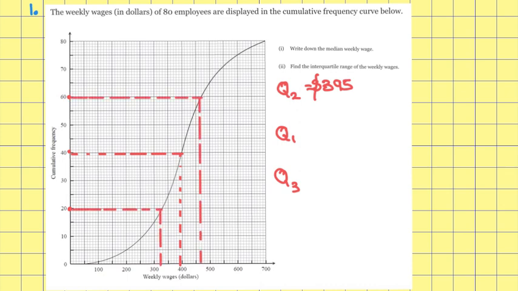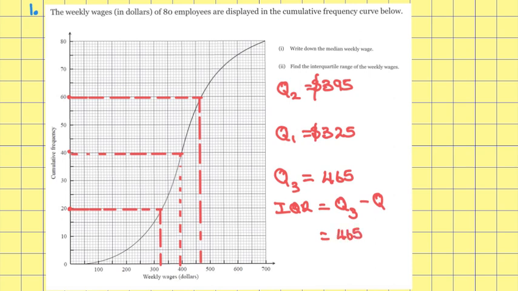Having drawn the relevant lines, I get Q1 to be $325, and I get Q3 to equal $465. And I know that my interquartile range is equal to Q3 minus Q1, which is equal to 465 minus 325, which equals $140.